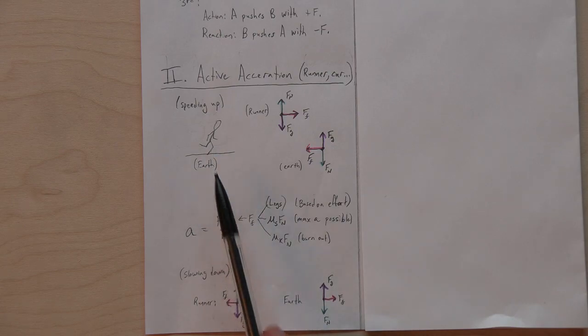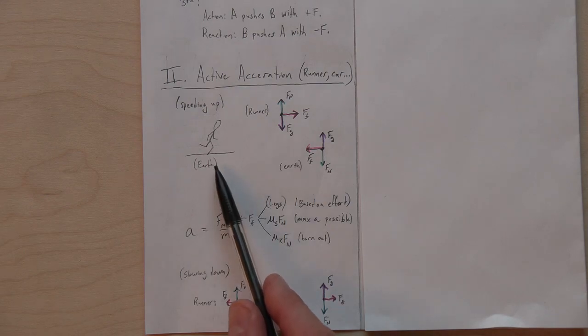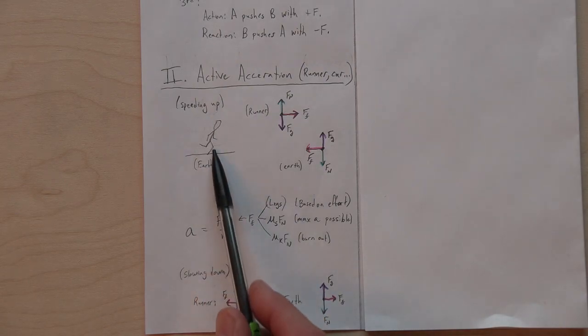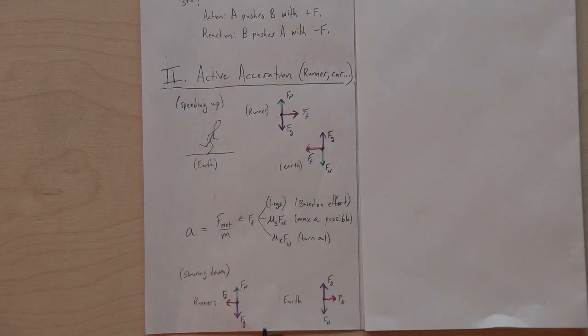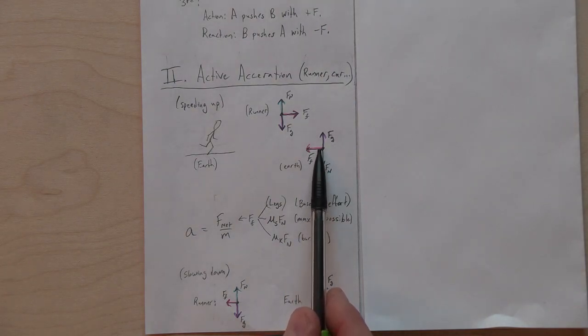If you put this runner or the car in outer space, maybe the wheels just spin and it doesn't go anywhere. So you always need a second object, a second body, in this case the Earth. So it's really an interaction between the runner and the Earth, speeding up. Runner's muscles clench, and then what happens? Well, when they clench, they push the Earth back.